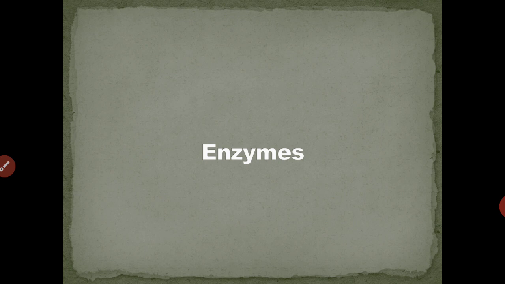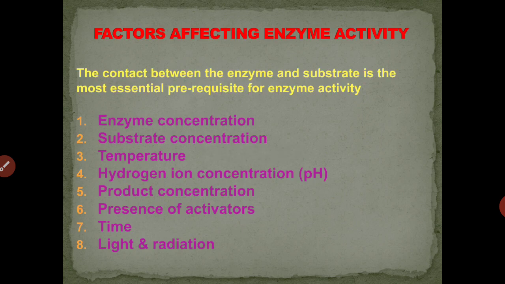So here in this session we'll be learning about factors affecting the velocity of enzyme reaction, or the factors influencing the enzyme activity. We all know the binding of the substrate to its enzyme, or enzyme to its substrate, is the prerequisite or essential for the enzyme activity.